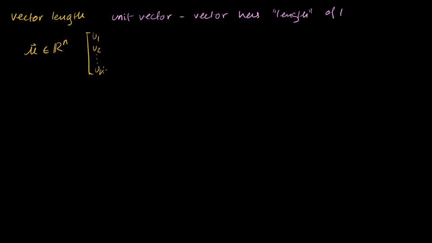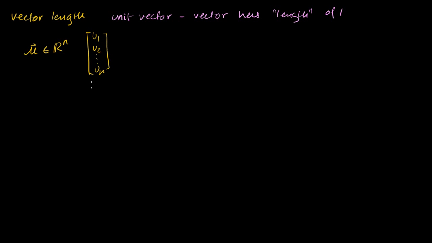A unit vector is just a vector that has a length of 1. So if something is a unit vector, let's say that u right here is a unit vector, and it's a member of Rn, then that means that u looks like this, it has n components, u1, u2 all the way to un.